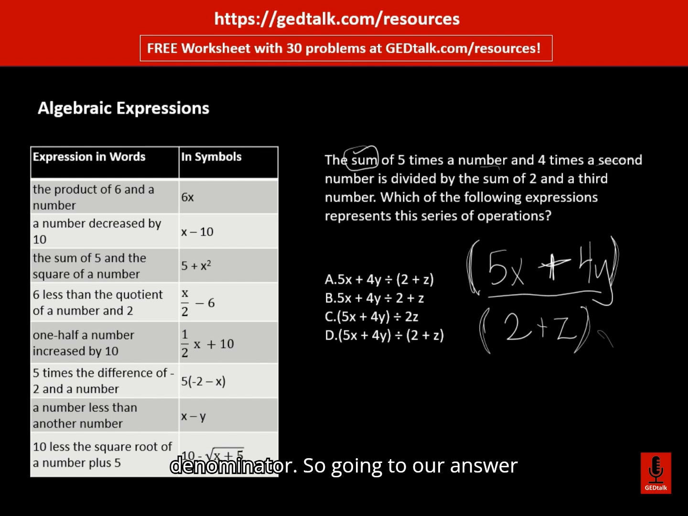So going to our answer choices, is there an answer choice where you see all of the expressions and operations written out correctly with parentheses? Yep, if you said D is our answer, you got it, folks. D is our answer.